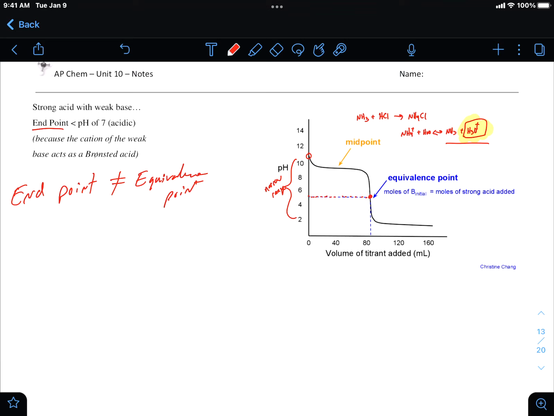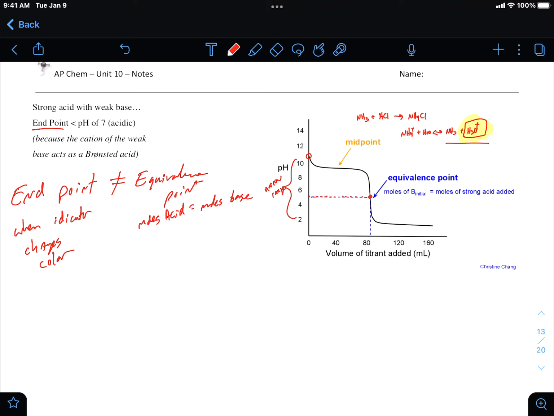The equivalence point is when moles of acid are equal to the moles of base. The endpoint is when the indicator changes color. And whichever indicator you use, lots of indicators change colors at different pHs. So the two terms are not the same, although they might be confused to be the same. All right?